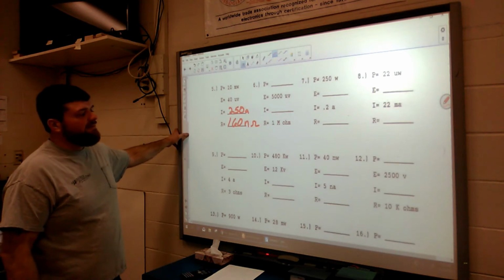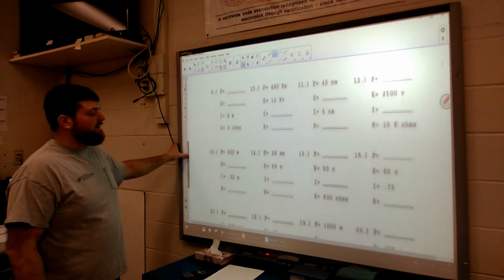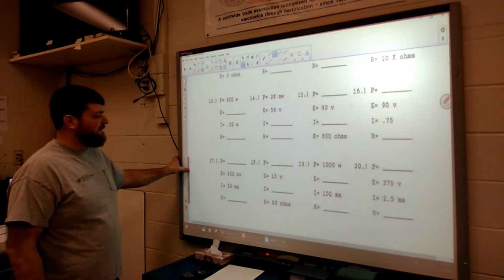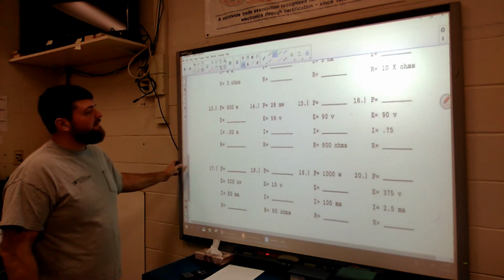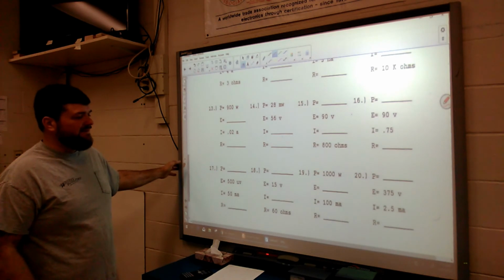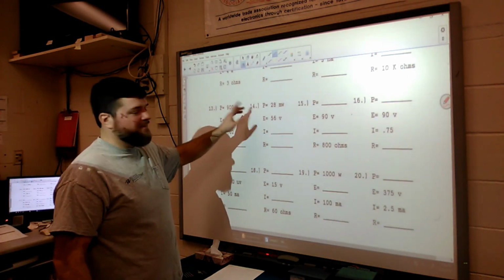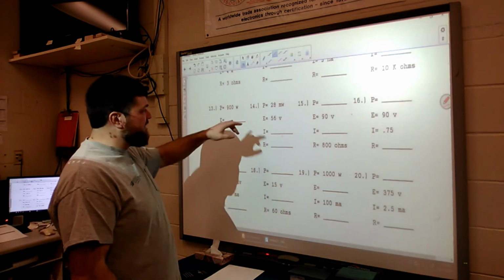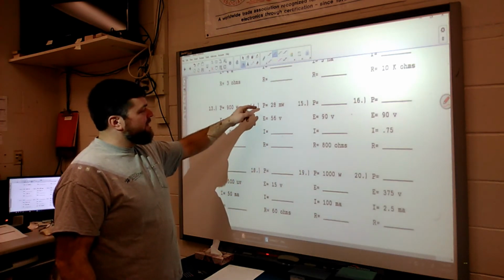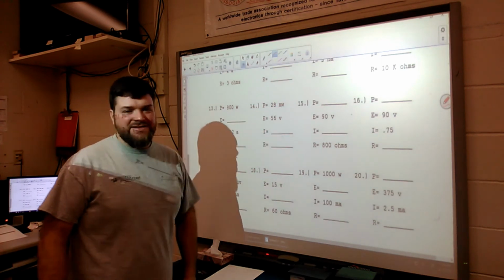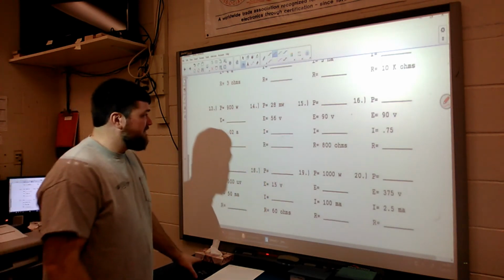Let's do another one. I'm trying to pick the crazy ones, the ones where the answers are a little weird. Let's do 14. We're on page 2 of the Ohm's Law, number 14. So it says right here, power is 28 milliwatts. Our voltage is 56 volts. Okay?